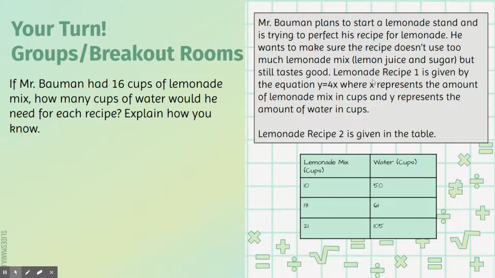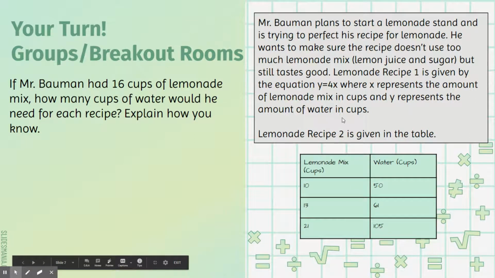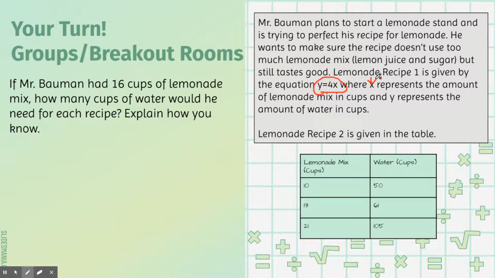One of his recipes that he's using is y equals 4x, where x represents the amount of lemonade mix and y is the amount of water. This chart is his recipe too. So if he had 16 cups of mix, how much water would he need for each recipe? Well, for this first recipe, it's really easy because we know that 16 is the lemonade mix, which is x, and that y is the amount of water, so we just plug it in.